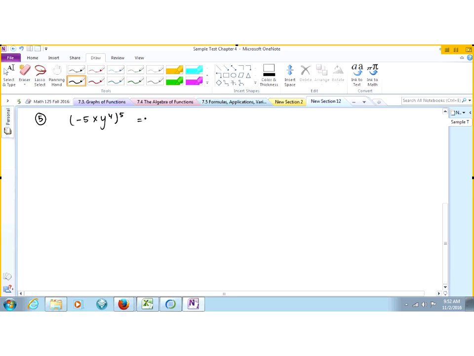So what is this? Negative 5 to the 5th. Well, it's a pretty big number. What is it? 3125? Negative or positive? Okay. Good. What about the x? No, this is 5, right? Yes. What about the y? Think about it. So you have y to the 4th raised to the 5th.